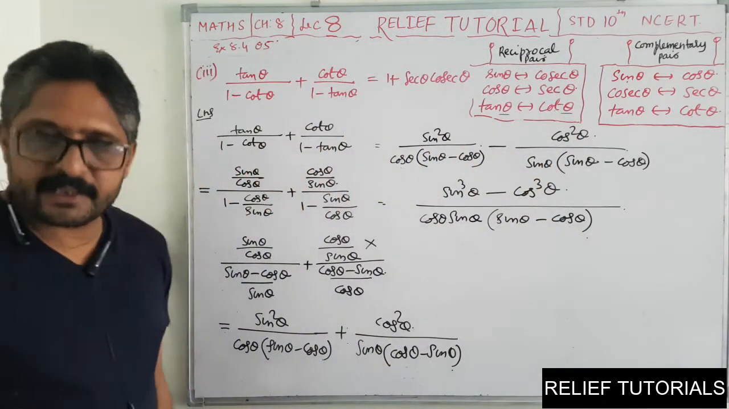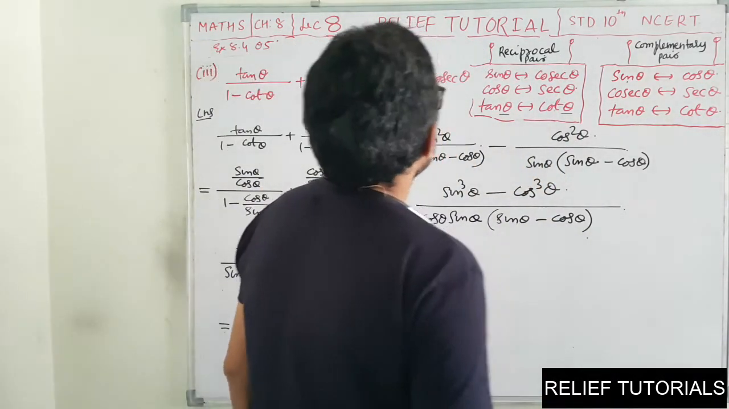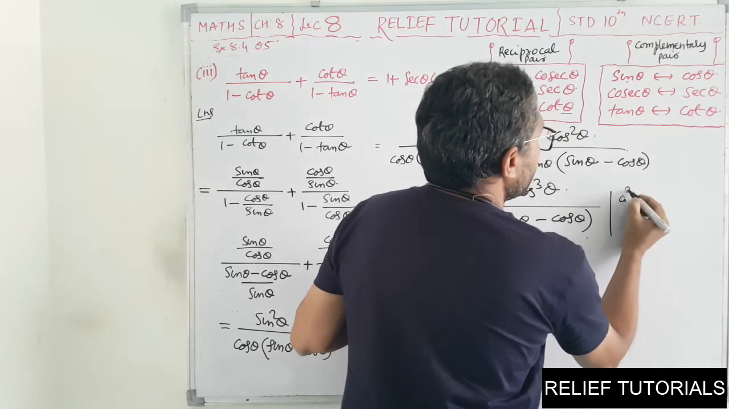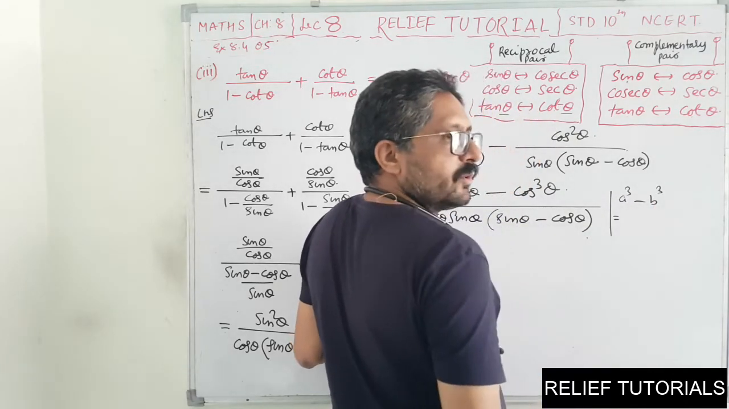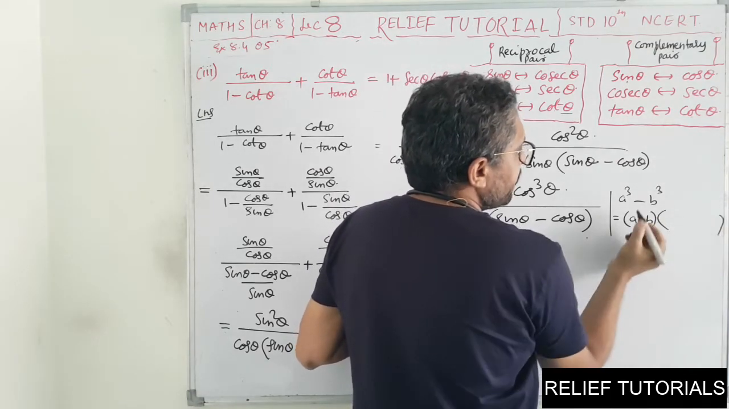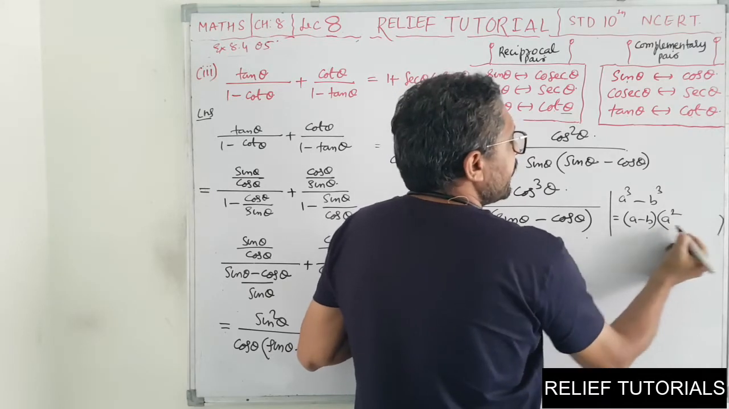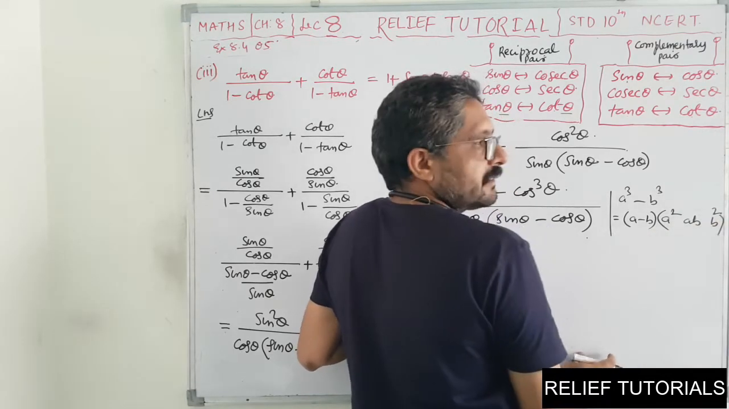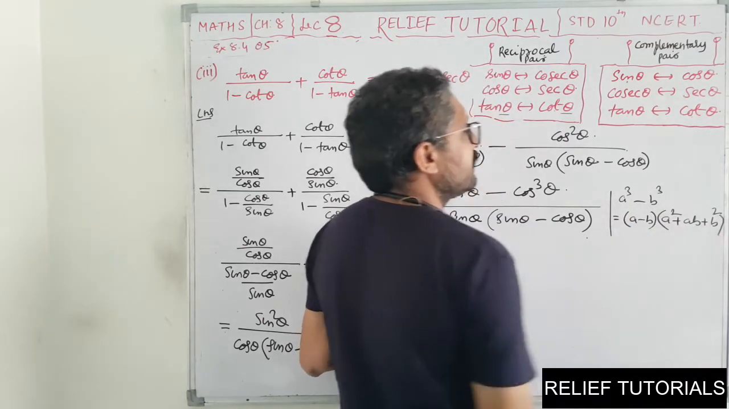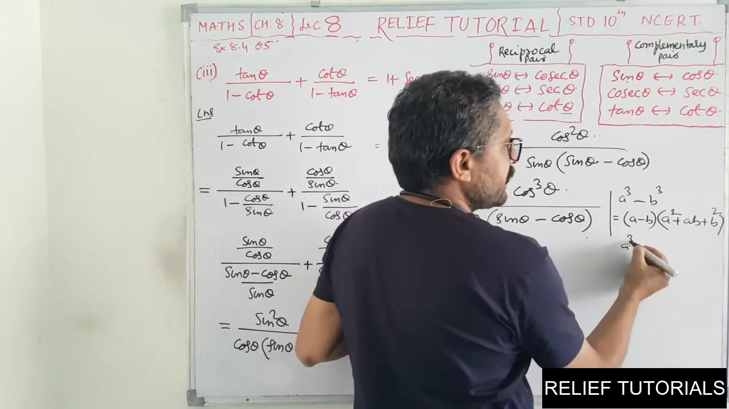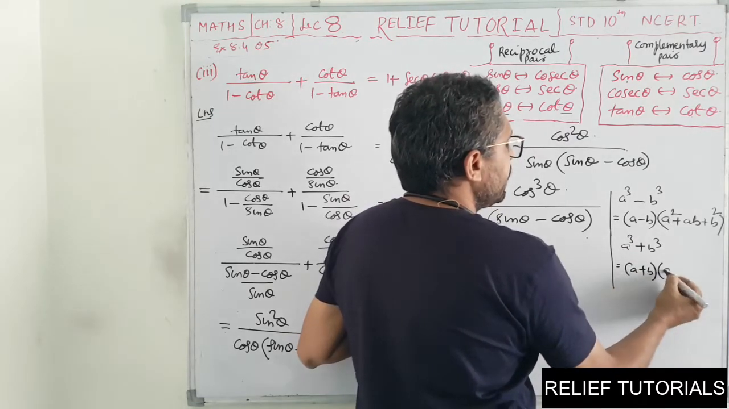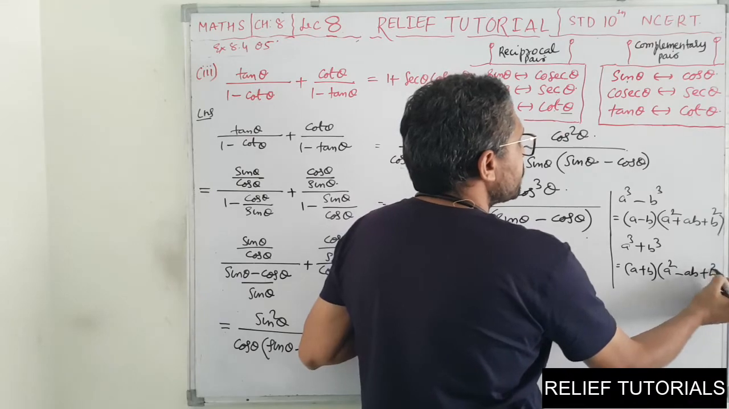Algebraic identity a cube minus b cube that you have learned in 9th standard. So what is the identity? A cube minus b cube is a minus b, then in the second bracket a square plus ab plus b square. You have one more identity, a cube plus b cube, that is equal to a plus b, a square minus ab plus b square.